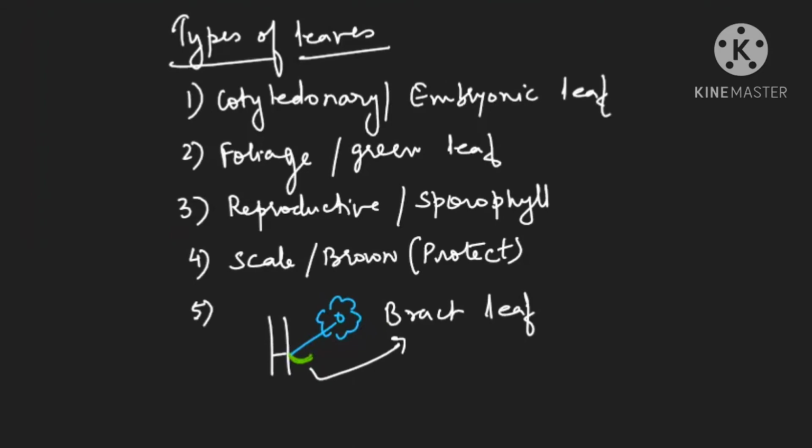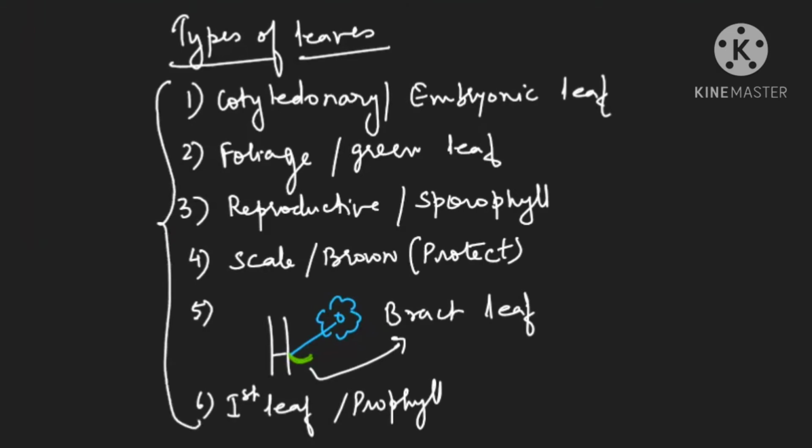And the first leaf we see in the plant after the cotyledon is known as prophyll. Is it clear? And all these types of leaf that we study are known as phyllome. So phyllome is all the types of leaves which are present on the plant. Is it clear?